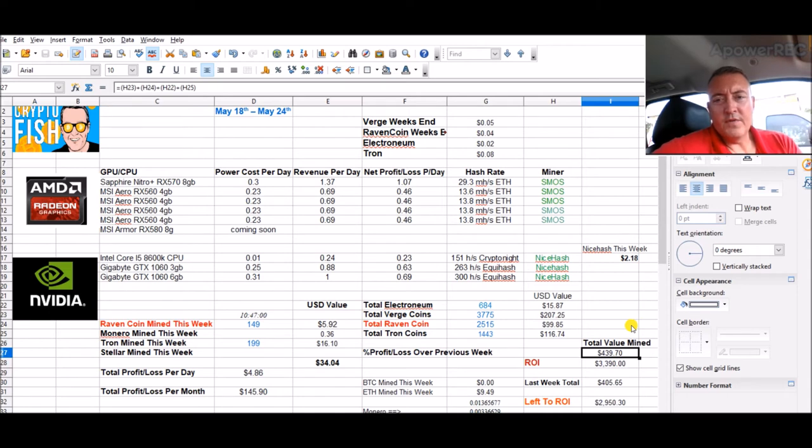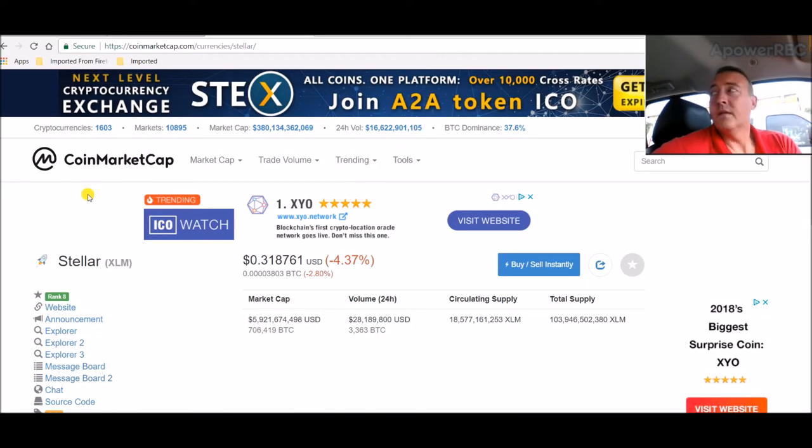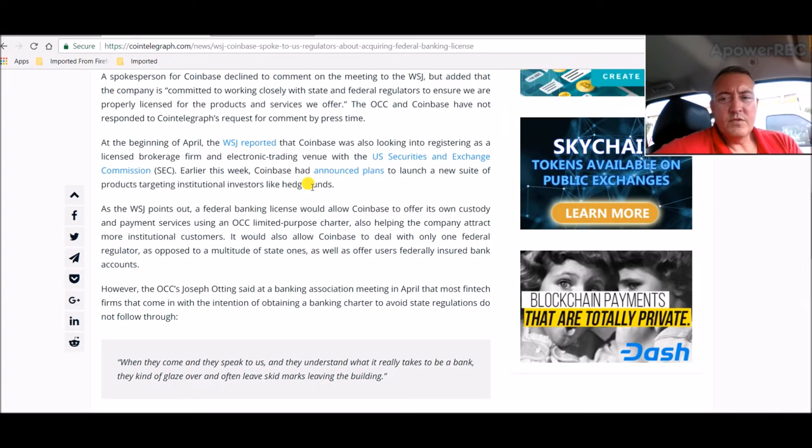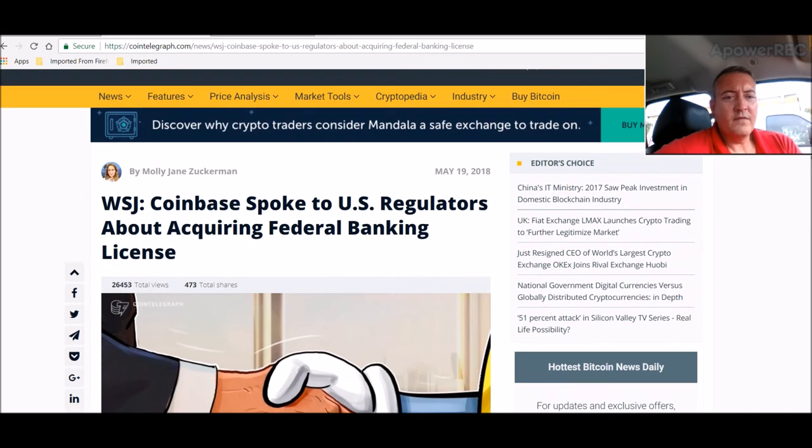Total value of mine is 439.70. It's up over 405, which was last week's week ending total, which is good. So it's up $34. The markets are up just a little bit. Nothing to get too excited about. Tron made a nice little bump today, about a cent, about when he got almost 10,000 coins. It's good.